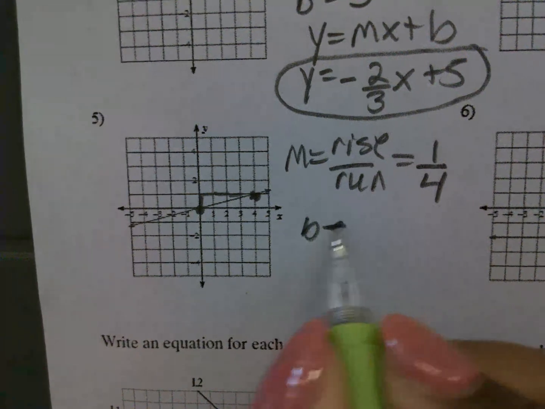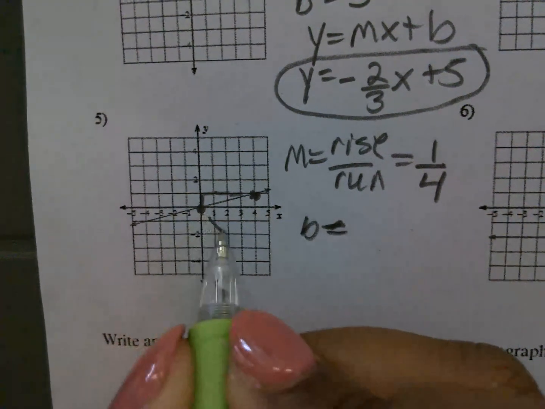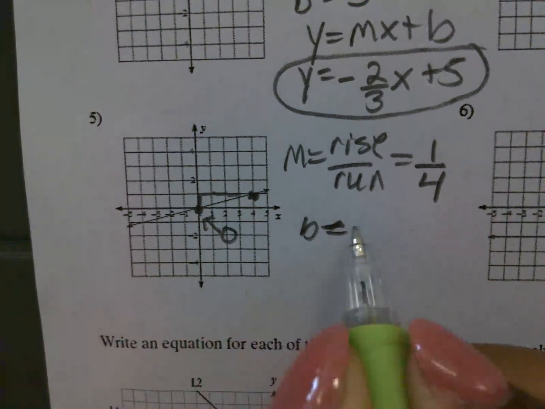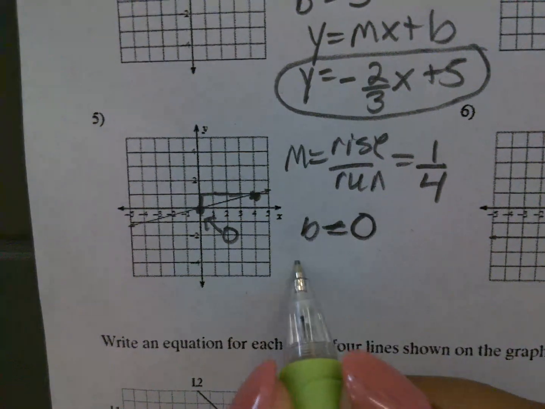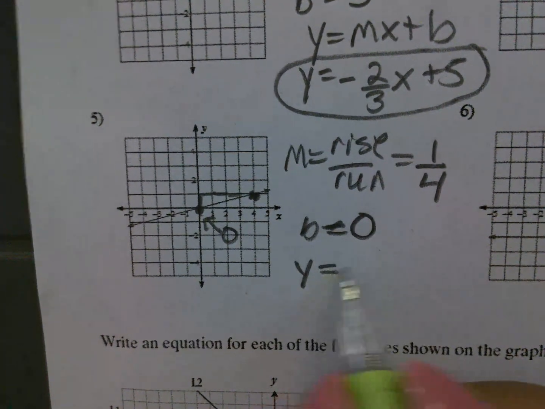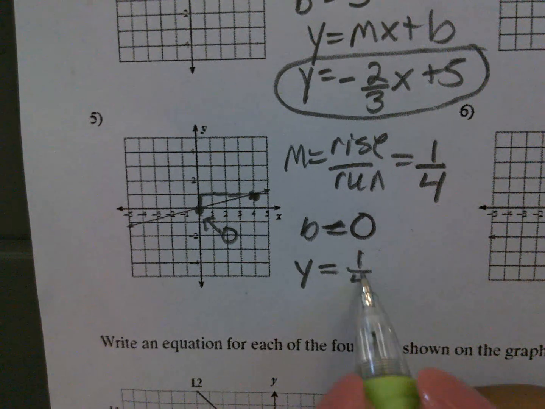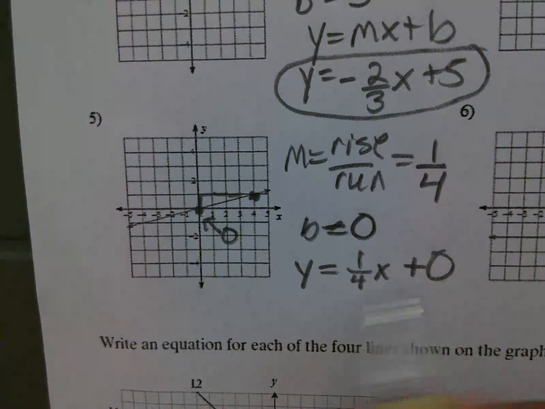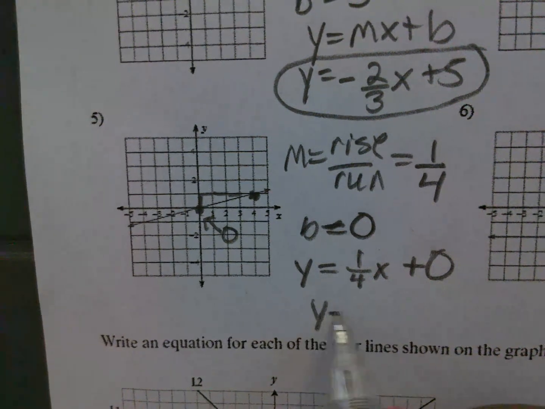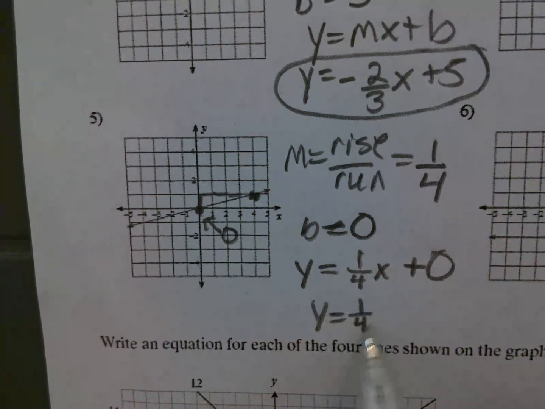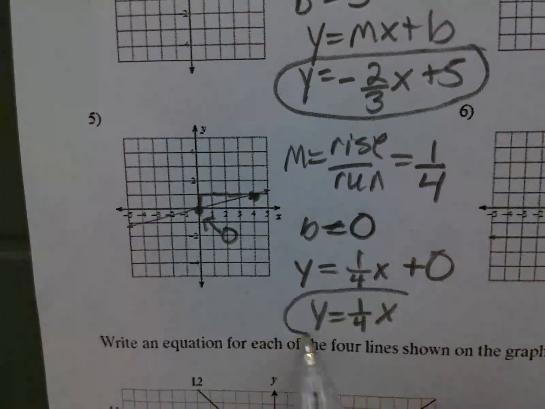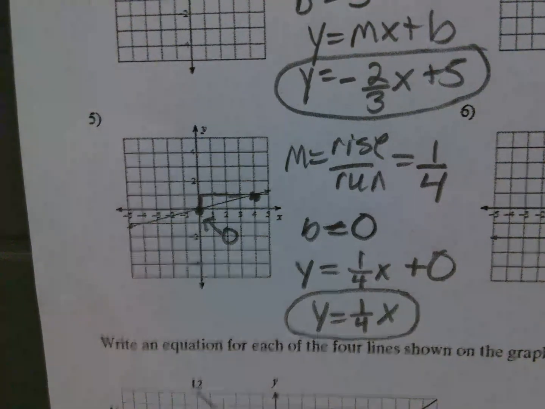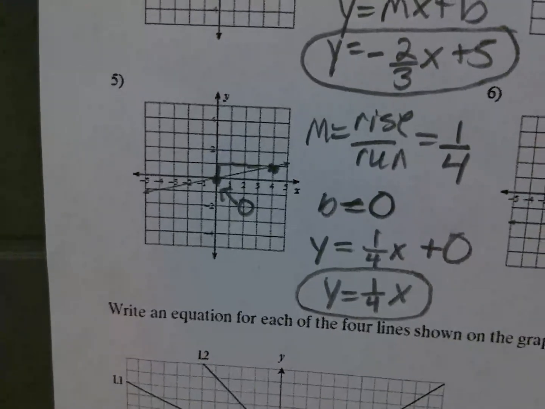That is a +4. The line crosses the y-axis at 0. So the y-intercept here is 0. So that's y, table 1. Y is equal to 1/4x plus 0. You do not have to write the plus 0. You can write it as y is equal to 1/4x. That is correct.